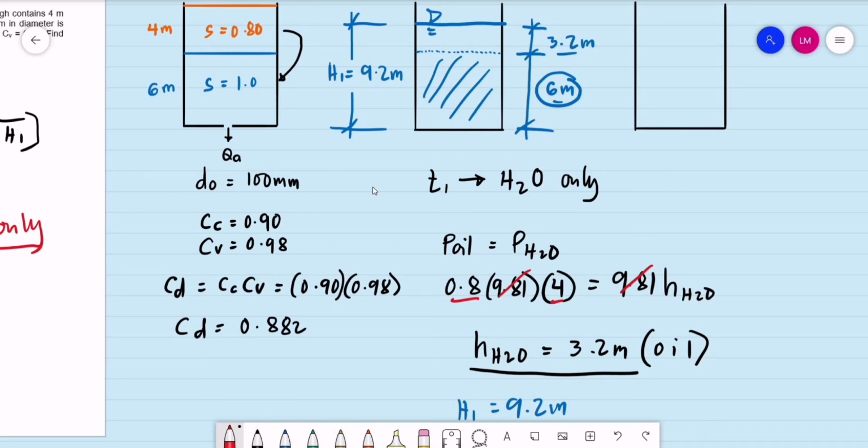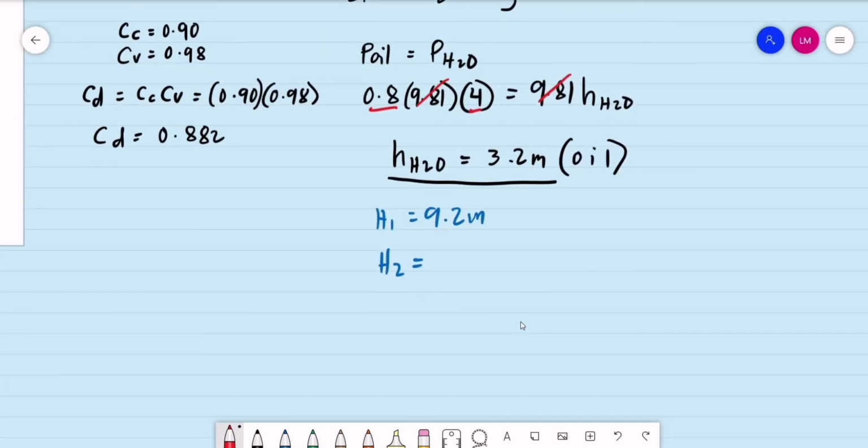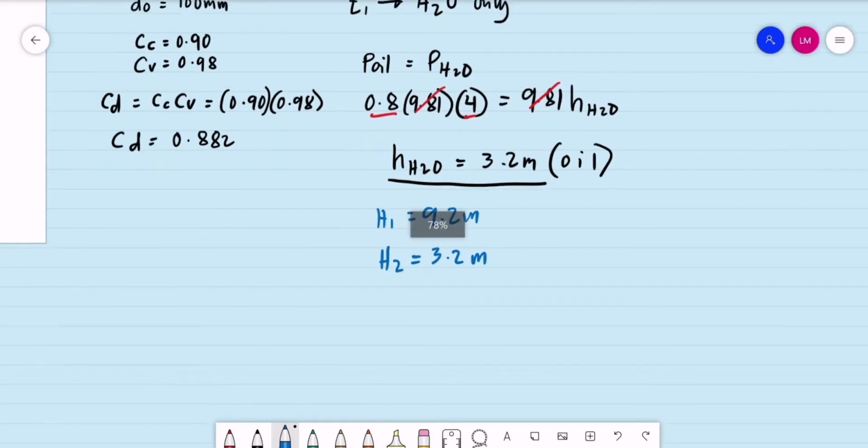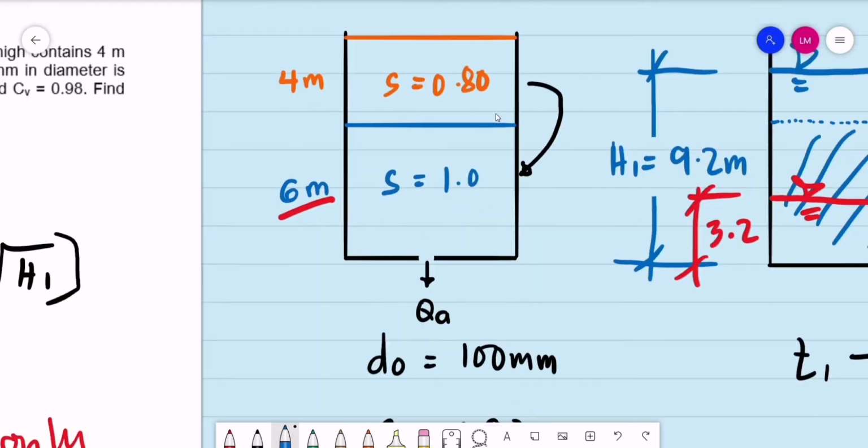Yun yung ilalagay natin. So, ang equivalent niya in terms of water, ito yung maiiwan na height, which is the 3.2 meters. Dahil in actual, ang tatanggalin lang talaga natin ay 6 meters na tubig. Kaya 9.2 minus 6 is 3.2 meters. So, ang final head natin should be 3.2 meters. Okay? Dahil tinanggal natin yung actual height na 6 meters ng tubig.